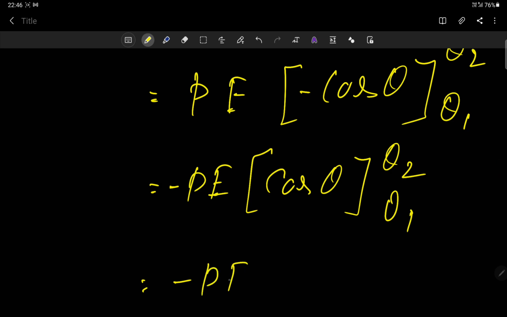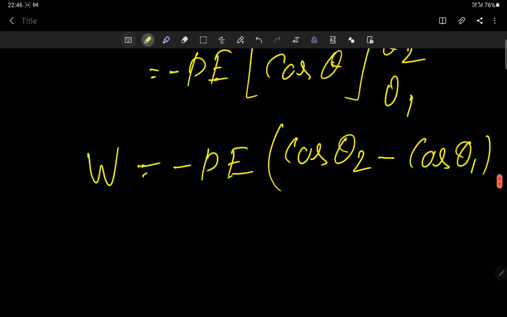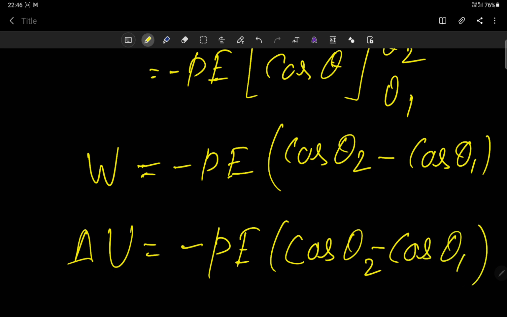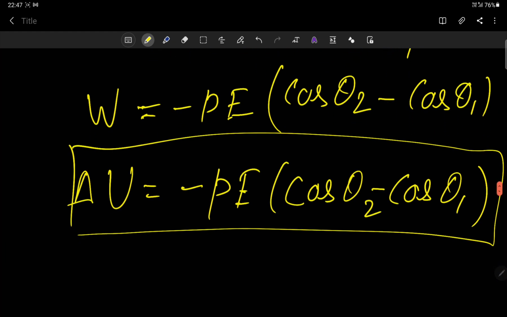So minus P E, let me put the limit. First in place of theta I have to put theta 2, so that means cos theta 2 minus cos theta 1. So this is your work done, and you know that work done is equal to the change in potential energy. Change in potential energy is equal to minus P E (cos theta 2 minus cos theta 1). So this is your final expression.